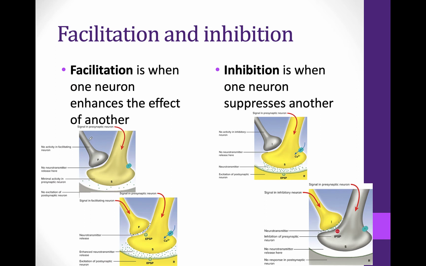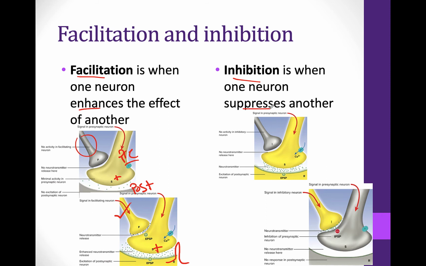Sometimes there's actually even a third neuron involved, and that third neuron can either facilitate or inhibit. So in facilitation, here's our presynaptic neuron, and here's our post. The presynaptic neuron is exciting the post, but it's not enough to get to that threshold. But when you turn on this facilitation neuron, then this excitation is enough to go ahead and cause the action potential. So facilitation is going to enhance the effect of this presynaptic neuron.